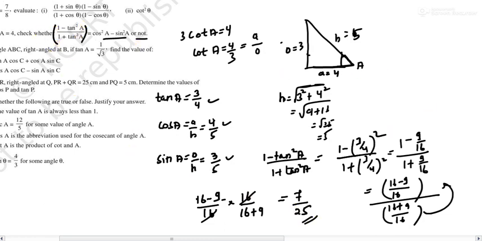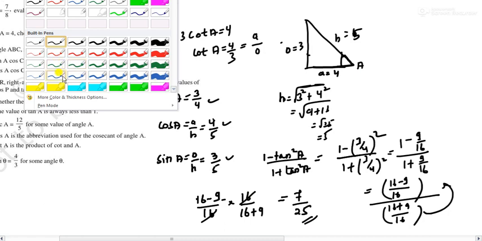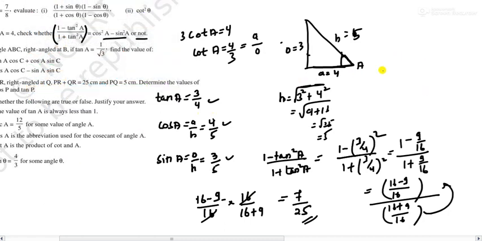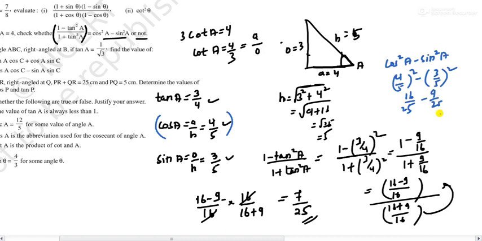Now I will solve RHS here. See what they have given as RHS. Yes, let me write it here. They have given cos square A minus sine square A. So what is cos A? We have got 4 by 5. So square of that minus what is sine, 3 by 5 square. So on solving, you'll get 16 by 25, and here 9 by 25. LCM is 25. So 16 minus 9, which is equal to how much? Yes, 7 by 25. So even the RHS is the same. So we can say LHS equals RHS.